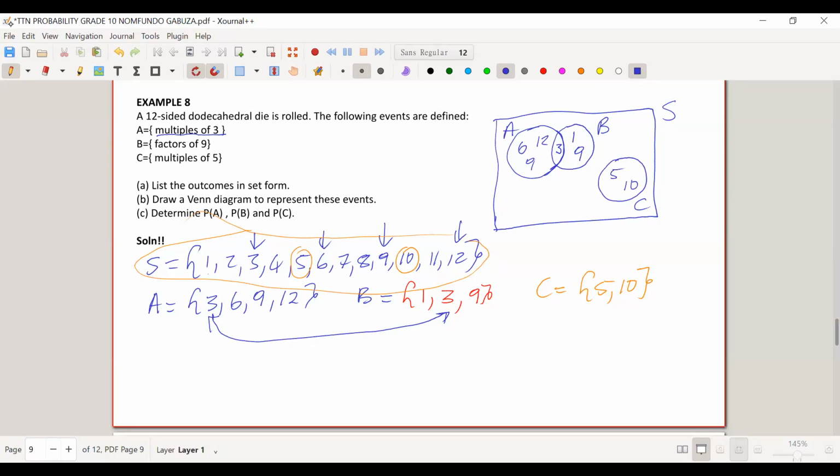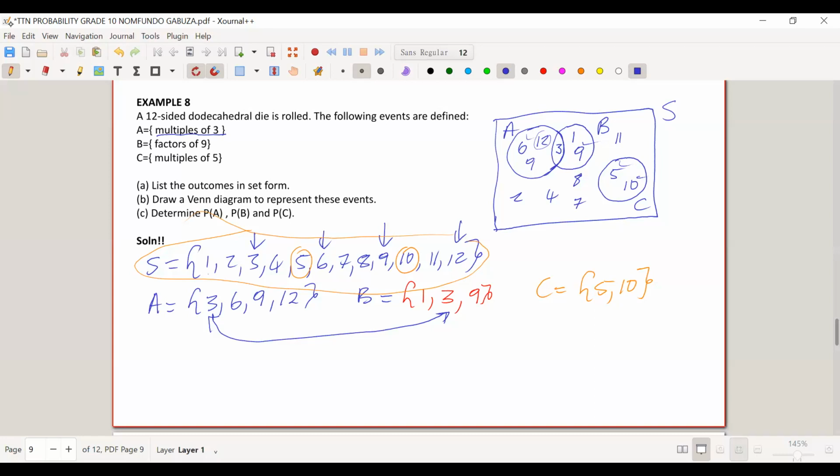But the whole set has 1. Okay, we already have 1. It says 2. We still have 2. It says 3. We already have 3. It says 4, which means we can write 4 down. It says 5. We already have 5. It says 6. We already have 6. It says 7. We can write 7 down. It says 8. We can write 8 down. It says 9. We already have 9. It says 10. We already have 10. It says 11. We already have 12. So this is how we draw the Venn diagram.